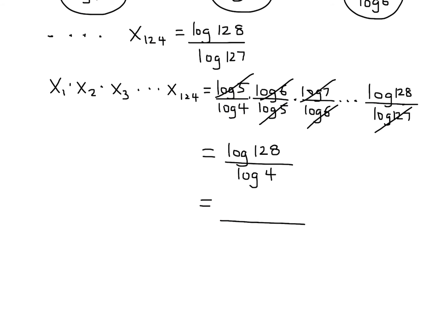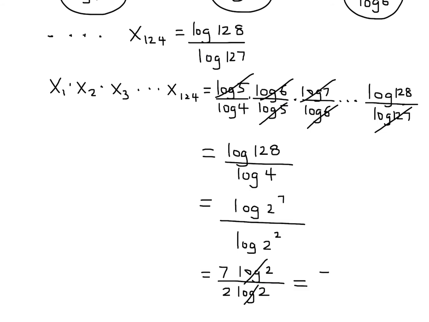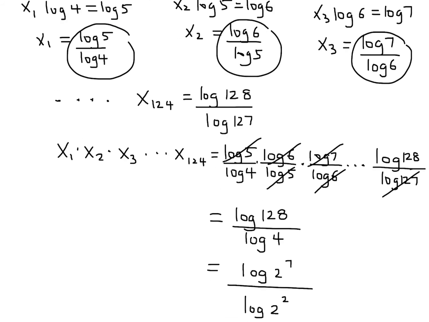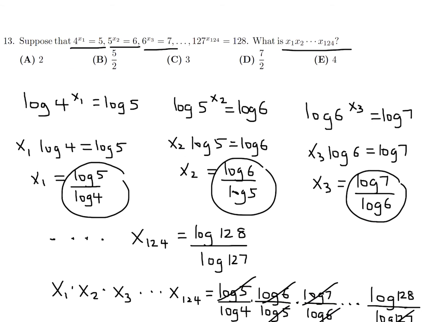So the log of 4 is pretty simple. 4 is just 2 to the power of 2. 128 is 2 to the power of 7. So then, according to the log rules, the 7 comes out front. We get 7 log 2, and in the denominator, the 2 comes out front, like that. And then, therefore, the log 2 cancels on top and bottom, and you're left with just 7 over 2. And that's the answer to this cool question, number 13. Therefore, it's D.